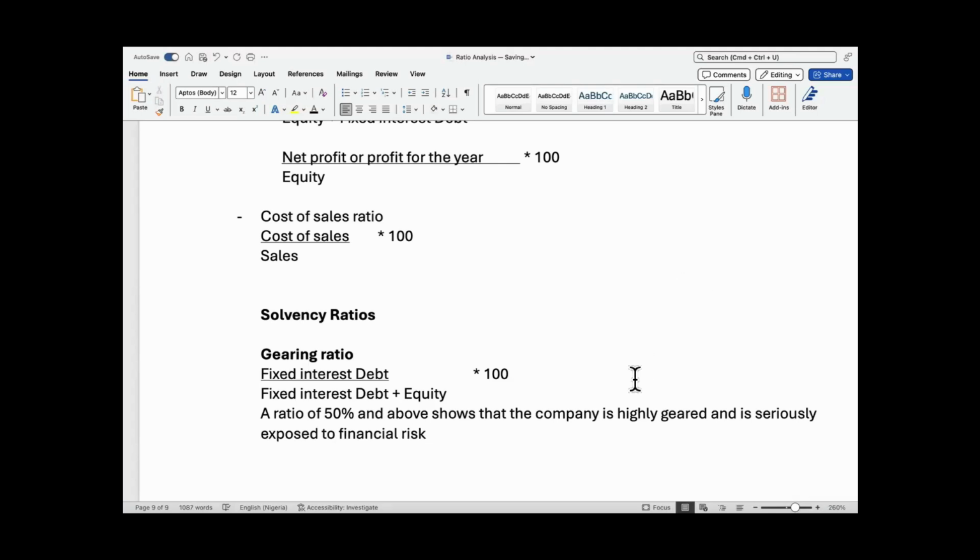So highly geared means that it is using a lot of other people's money, debt, to fund its activities, and that's financial risk. And financial risk is the risk that you might be unable to pay the interest, which might result in probably liquidation of the company. Also the risk that the interest you are paying might become too high, which is going to affect your ability to pay dividends to your shareholders, which might also impact your share price.